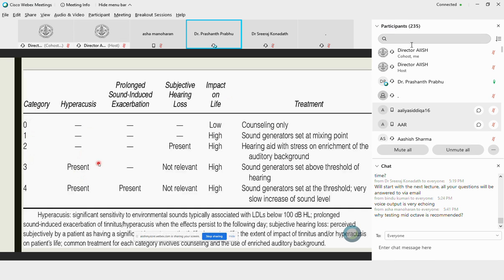But with respect to hyperacusis, tinnitus is present, and along with it hyperacusis is present, but without any hearing loss and high impact on life, that is called category 3. And tinnitus is present, with prolonged sound-induced exacerbation, which means the sound-induced problem continues for more than 1 day, then it's more affected. So the person has to be treated more for hyperacusis. So these are category 3 and 4. So whenever a patient comes with tinnitus plus hyperacusis, we can find out which category they fall in, and we can plan an appropriate treatment strategy for them.